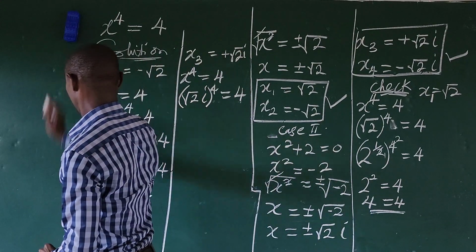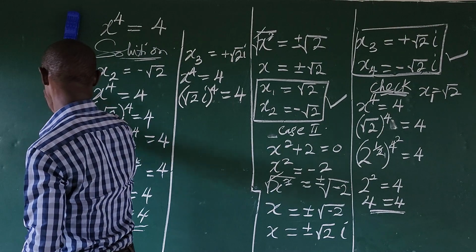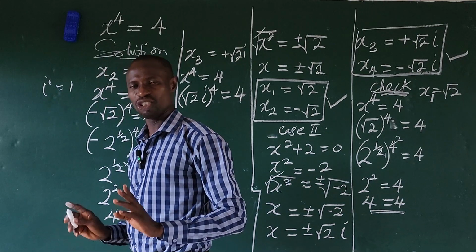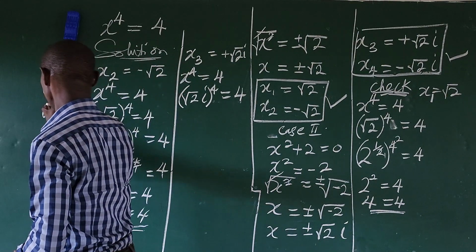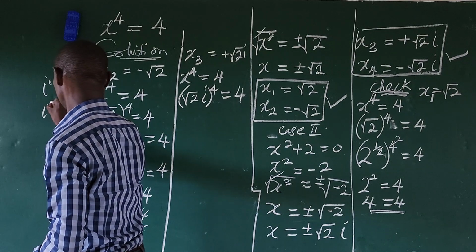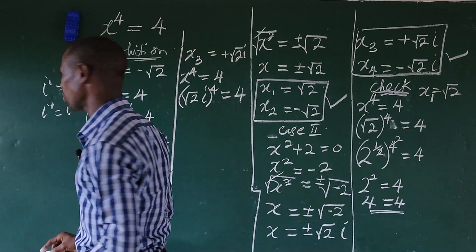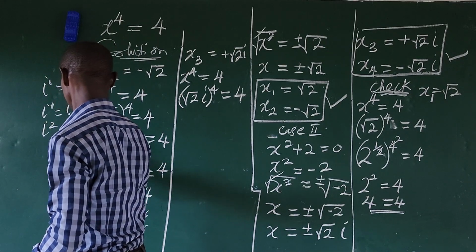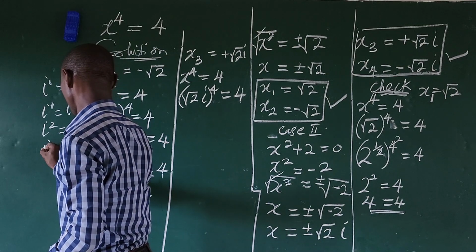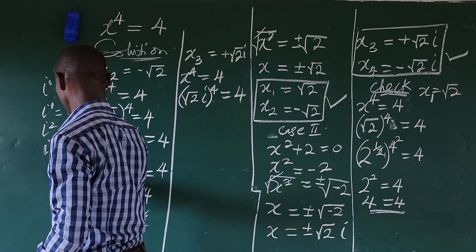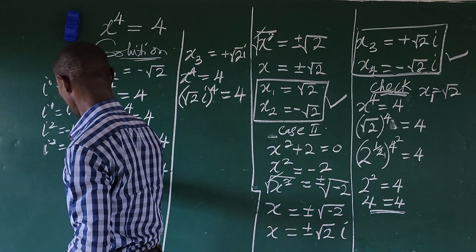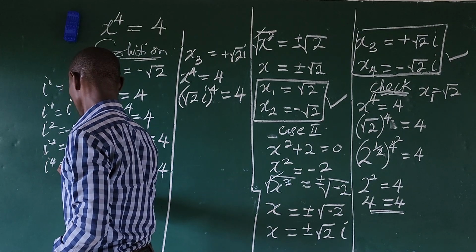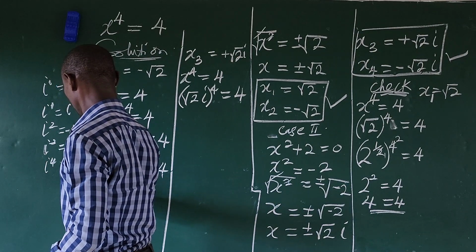Let's check it out here. For instance, we have iota to the power of 0. This is equal to 1, because anything to the power of 0 is 1. Then iota to the power of 1 is equal to iota. Then iota to the power of 2 is equal to minus 1, and iota to the power of 3 will give us minus iota, and iota to the power of 4 will give us positive 1.